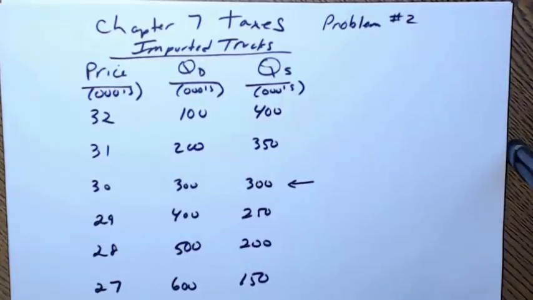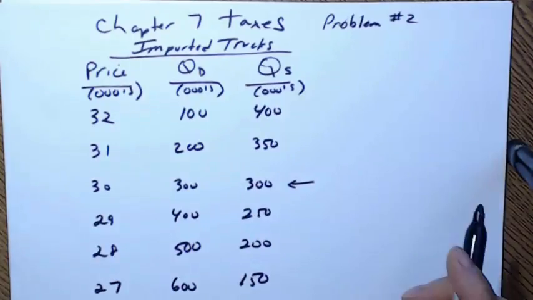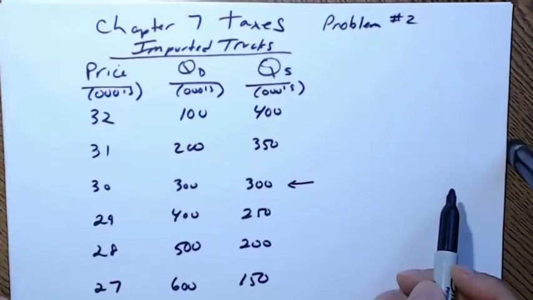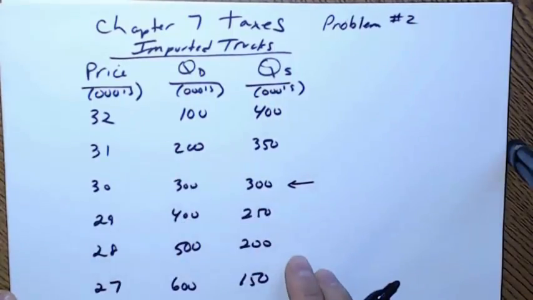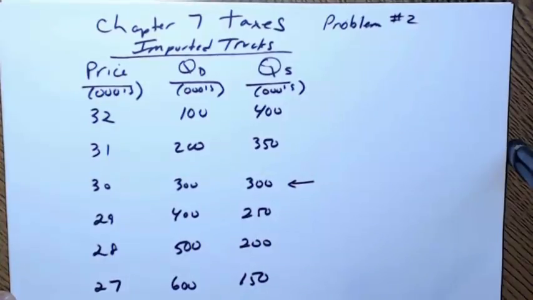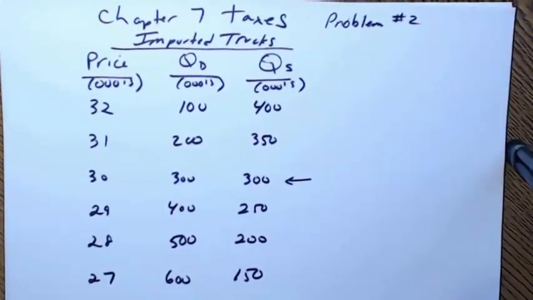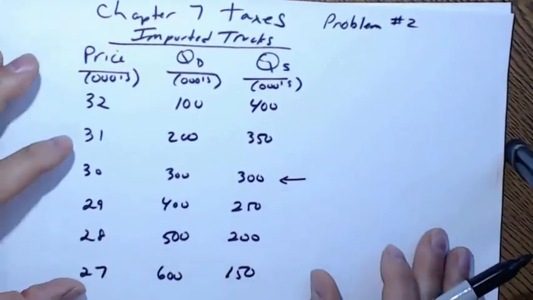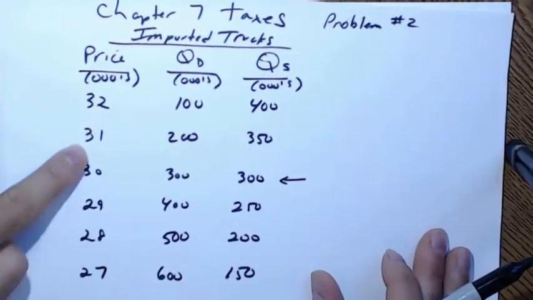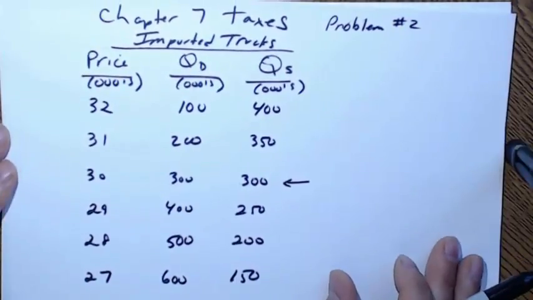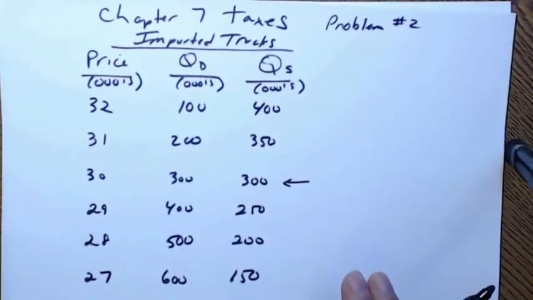Okay, and then question B says, assume the government imposes an excise tax of $3,000 per imported truck. Illustrate the effect. So before we actually get into the graph, although graphing this would lead you to the solution, you could figure it out from the table. Basically, we need to form a wedge of $3,000. So we need a difference along here of $3,000 in price. And when we have that difference, we need supply and demand to equal.